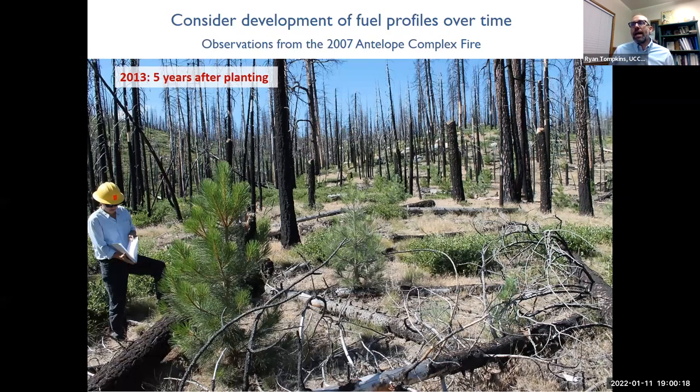As both Danny and Mike mentioned, I really want you to think of the development of fuel profiles over time, particularly for California forests in a changing climate where we're seeing fire seasons extend. We're also seeing an increase in ERC, or energy release component, which is a metric of drying in our forests. And so we need to be prepared for these forests to burn again. And that should factor into our management decisions.